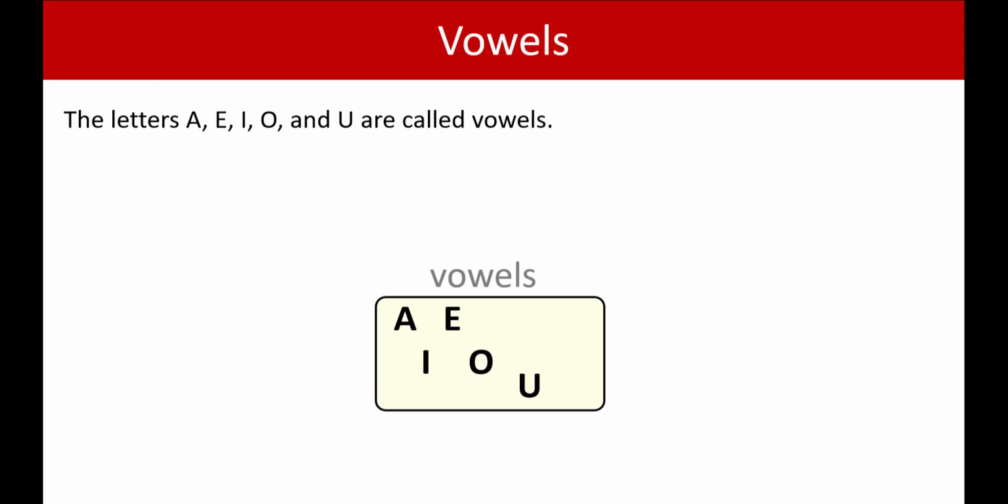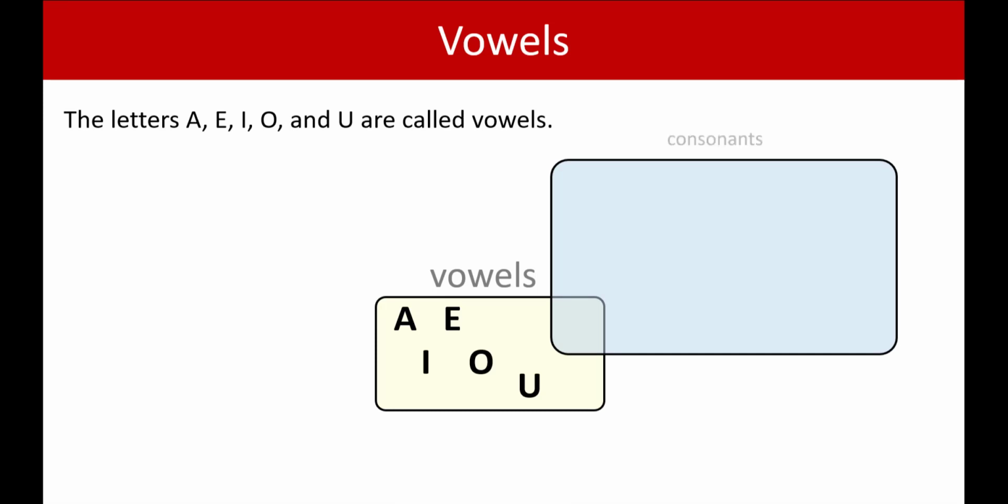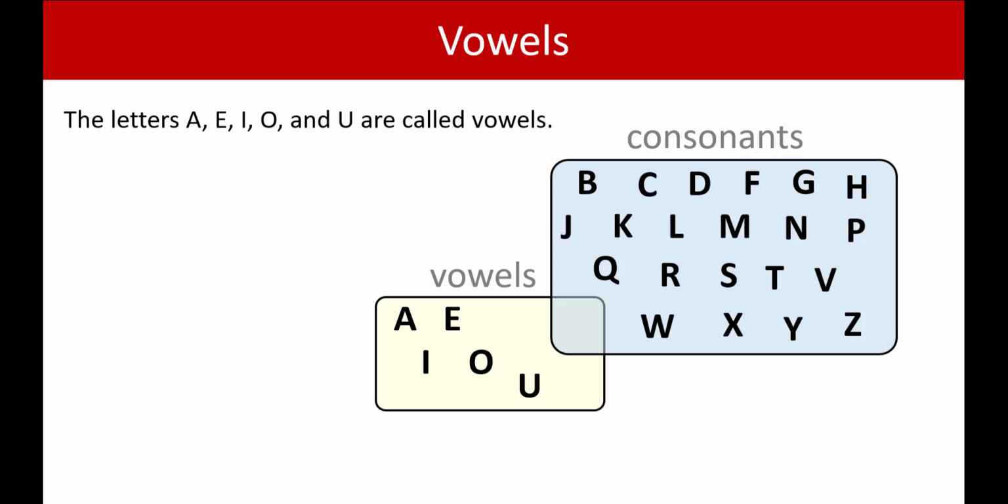So there are 5 vowels in the English alphabet. The remaining 21 letters are called consonants. And there they are. So that's simple enough. Let's get a little bit more technical.